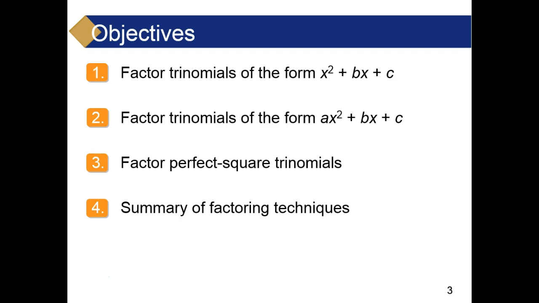What we'll do is factor trinomials of the form x squared plus bx plus c. Those are the easiest because you don't have a coefficient for the x squared. Once we get those down, then we'll do ones that have a coefficient for the x squared, ax squared plus bx plus c. And then we'll look at some special ones, perfect square trinomials, and then we'll do a summary of all your factoring techniques, the ones we did last section and this section.